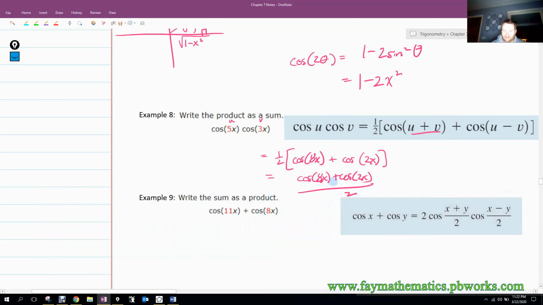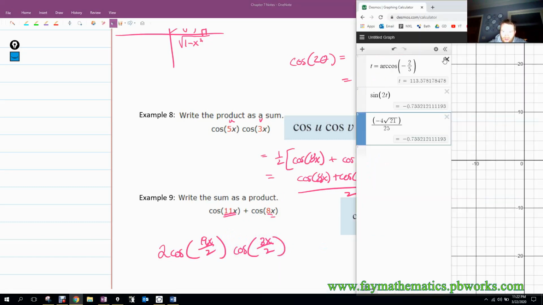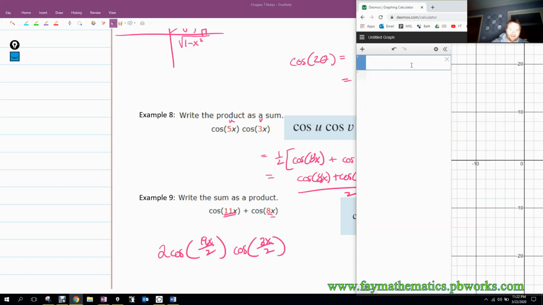But now you see that this x here is really that 11x, and this y is that 8x. So we'll go 2 cosine. This is asking us to add them together, so you get 19x over 2. And then cosine of, this is you subtracting them, so it's going to give you 3x over 2. The one nice thing, and this is the whole course, you can check this graphically: is the cosine of 11x plus cosine of 8x.